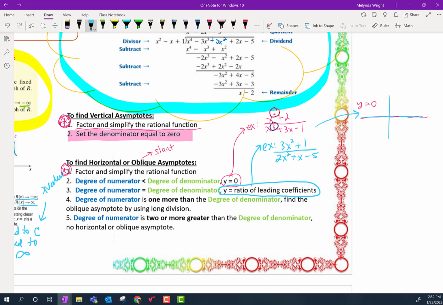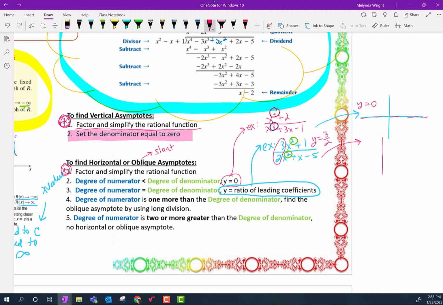Okay, so we're kind of focusing on this. We've got the degree of the numerator is 2, the degree of the denominator is 2. They match. They're the same. They are equal. Therefore, we're going to take the ratio of their coefficients. Those are called leading coefficients because they're the numbers in front of the highest exponent. So then this would look like this. My horizontal asymptote would be y equals 3/2.